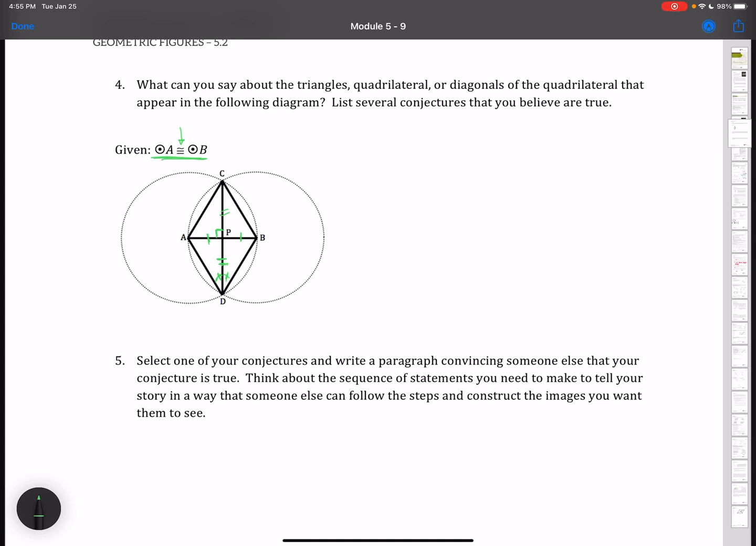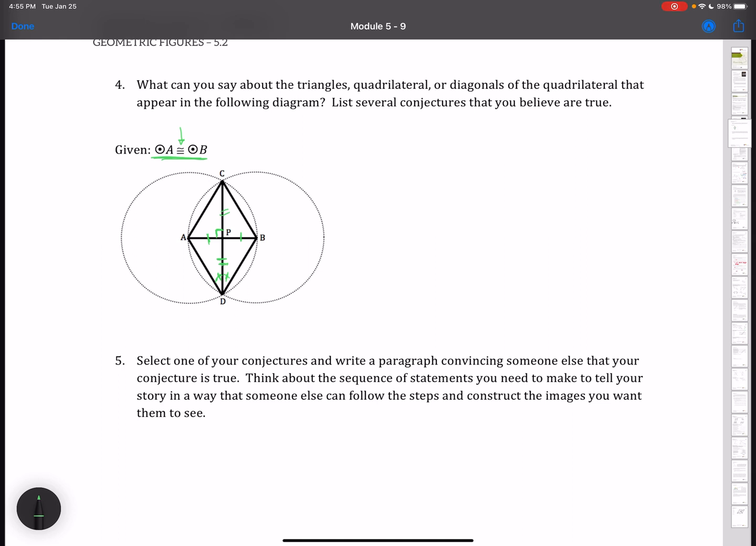So we could say that segment PD bisects angle ADB. Or another way to say that is that those diagonals, PD or CD and AB, are bisecting the angles of the rhombus. Okay, so those are several conjectures for us.